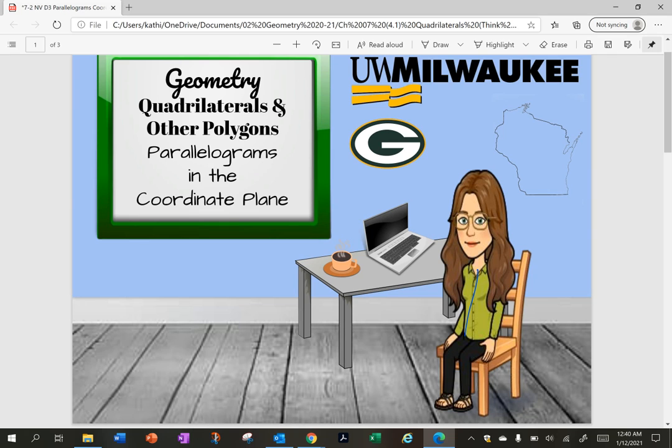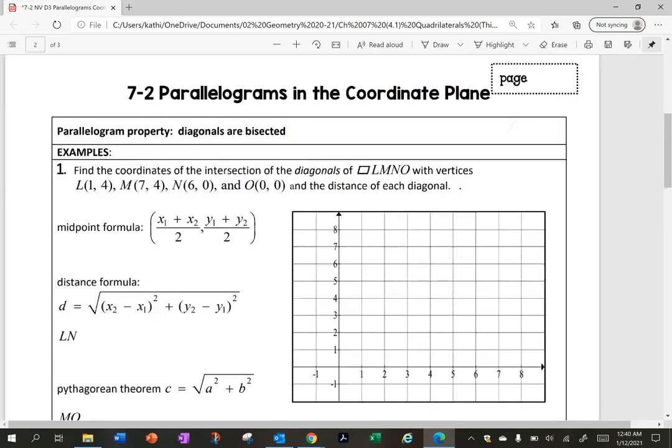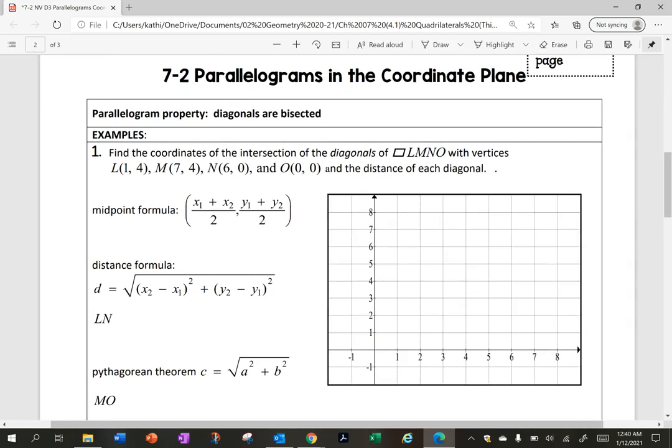Today's lesson is parallelograms in the coordinate plane. We are going to use slope, the distance formula, and the Pythagorean theorem.